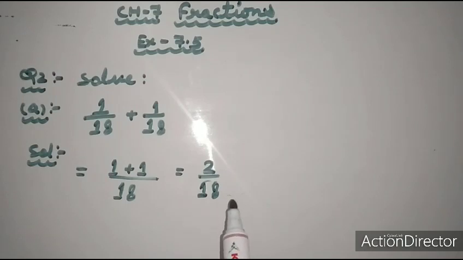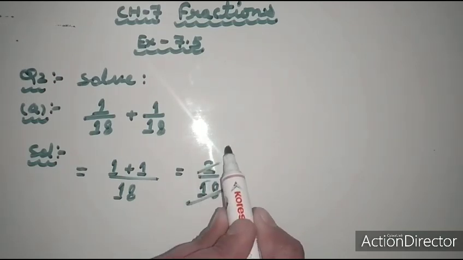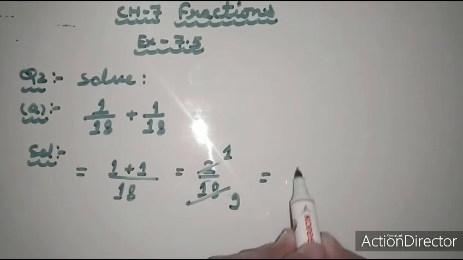After that we reduce the fraction 2 upon 18 to its simplest form. Here we divide both numbers by 2. 2 ones are 2 and 2 nines are 18. And here we get 1 upon 9. Now after that, we solve another question.